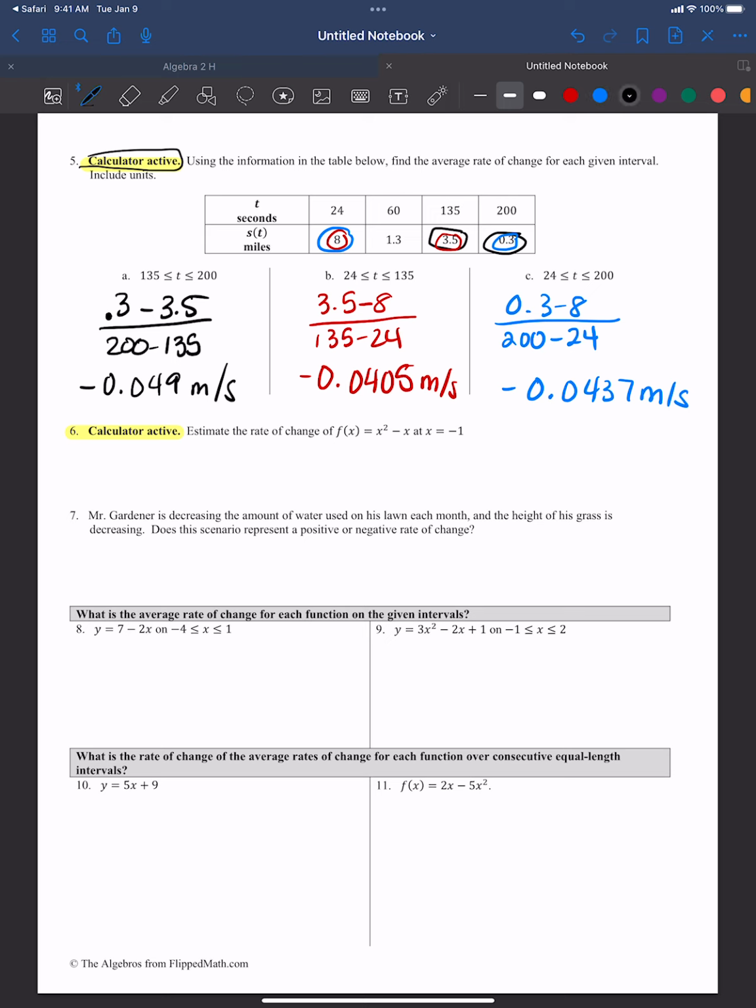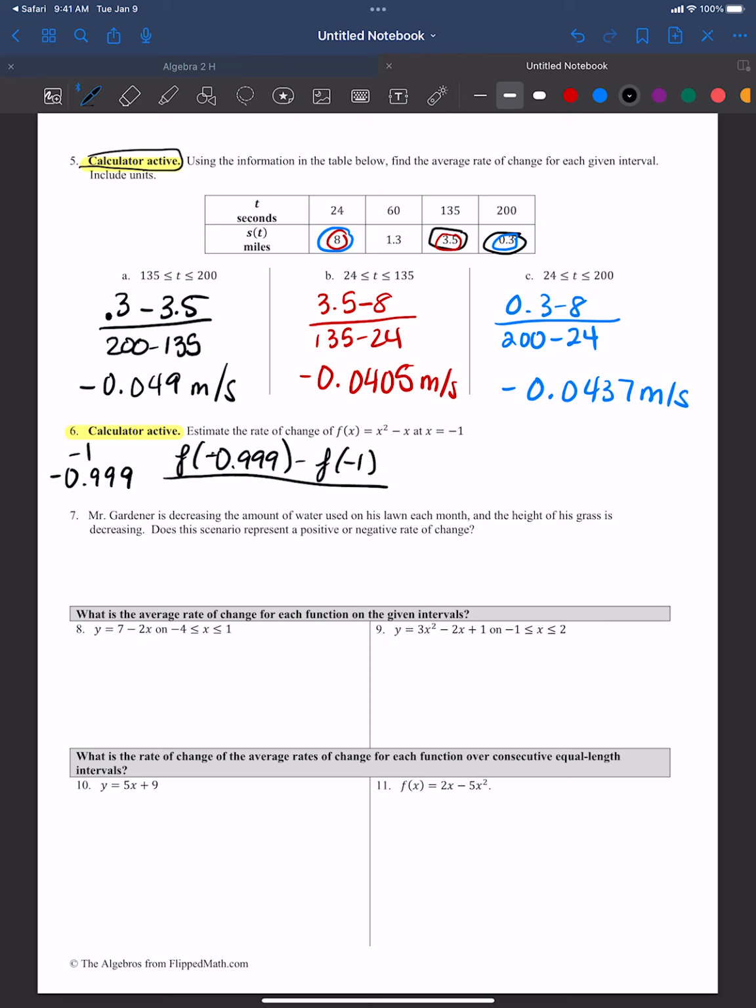And the last one, I'm going to estimate the rate of change of f of x equals x squared minus x at x equals -1. So remember, when it comes to estimating, you're going to use the -1 that they gave you, and then you're going to get as close as possible to that value. So I'm going to use -0.999. Okay, so when I do that, I'm going to do f of -0.999 minus f of -1.